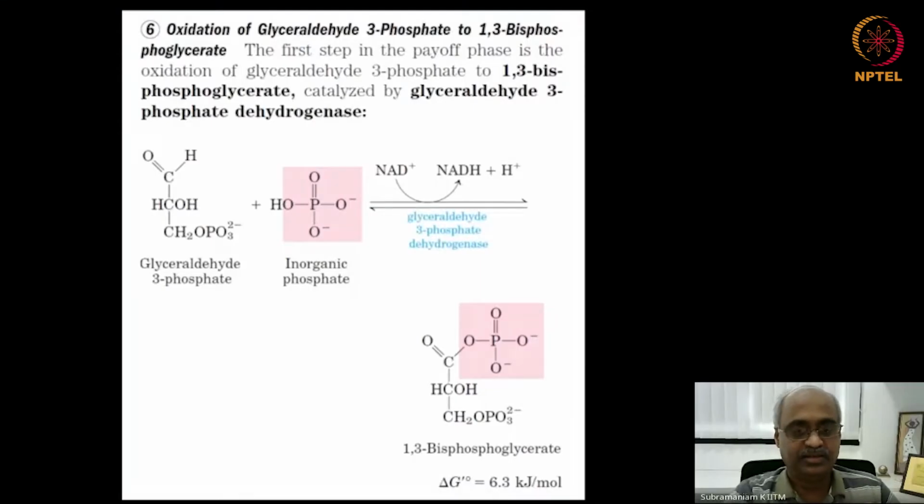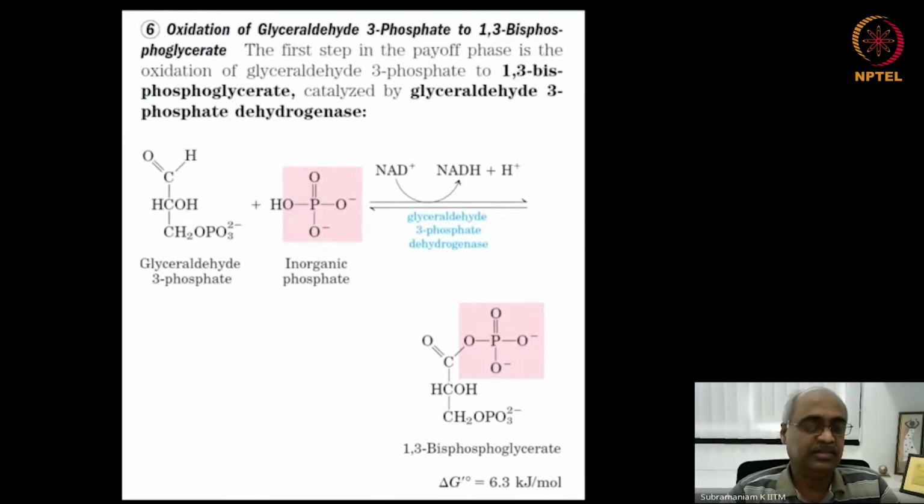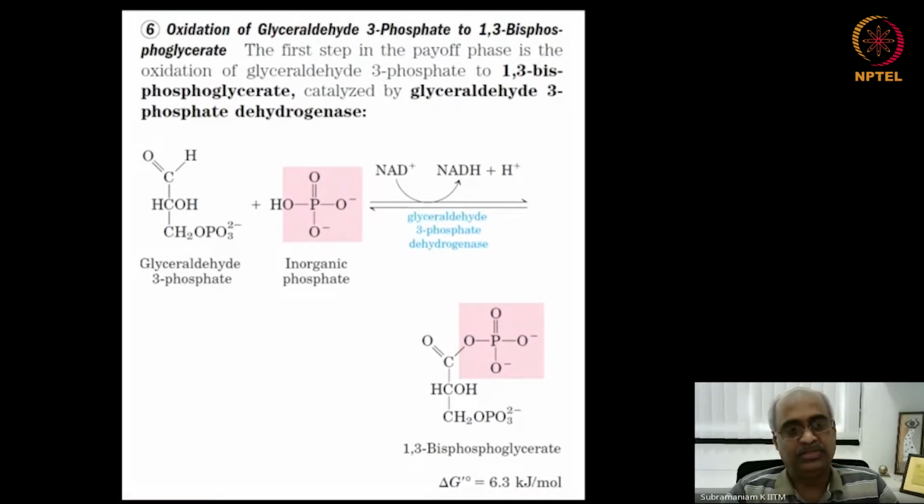So let us continue glycolysis that we discussed last Tuesday. We stopped at the step after the hexose is cleaved into two trioses, and then we saw dihydroxyacetone phosphate isomerizing into glyceraldehyde 3-phosphate. So today we will continue from glyceraldehyde 3-phosphate, but at the end we will have an overview of all the 10 steps that form the glycolysis.